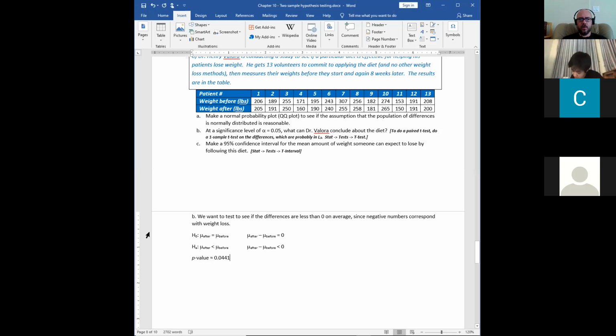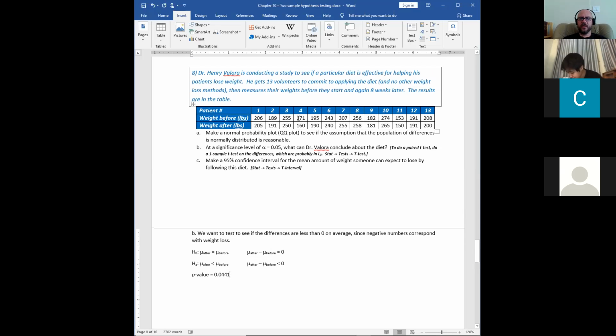So at 5%, we would just barely reject the null hypothesis here. Right, like this is just barely significant to say that the diet works, which is not great, right? In the real world, you probably want to do another test, probably a bigger one.